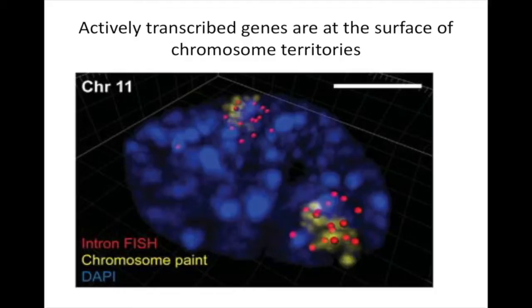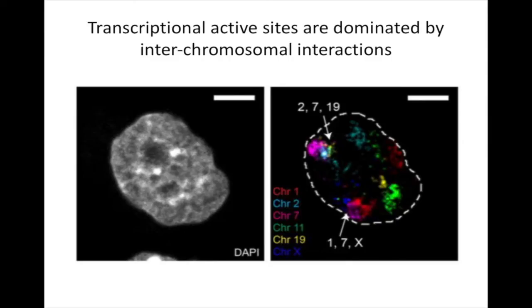So in the yellow here is showing the chromosome paint done by DNA FISH, and the red is the intron FISH. So we see this in almost every chromosome we look at, that all the active sites are on the surface of these chromosome territories, and all the inactive stuff is in the center. And we see that between different chromosomes, there's a lot of intertwining of the transcription active sites, because these things happen on surfaces, and they're basically in the space in between the chromosomes.